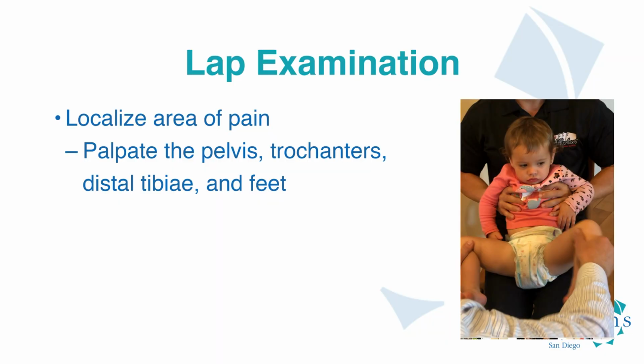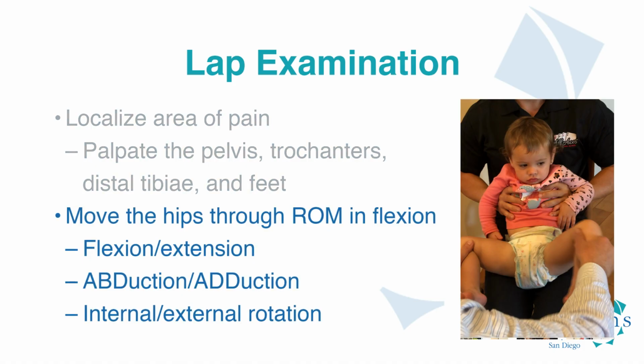Physical examination should be done gently and quietly on the parent's lap. The examiner should attempt to localize the area of pain with palpation of the pelvis and trochanters. Move distally to palpate the distal femurs, tibia, and feet. Look for knee and ankle swelling. Move the patient's hips through range of motion, including flexion, abduction, internal and external rotation.